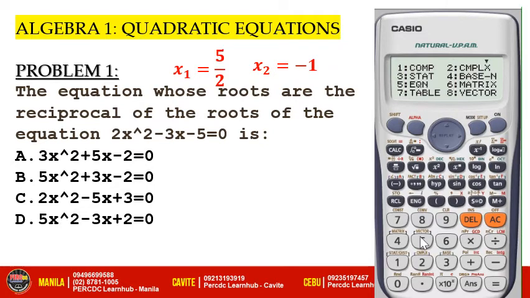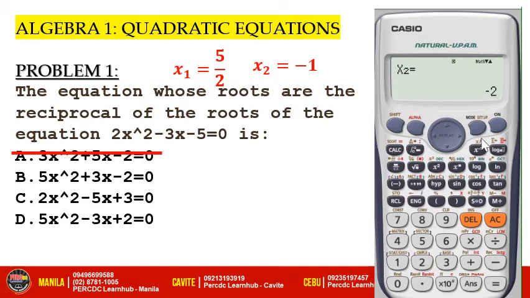So, mode 5.3 tayo ulit, and then itetest natin si letter A. Input natin yung coefficients, which is 3, and then 5, and then negative 2. Once we press equal, lalabas yung roots ng quadratic equation na to. So, we have 1/3 and negative 2. Again, hindi po siya reciprocal ng roots ng given. So, therefore, mali po si letter A. Eliminate na po natin si letter A. So, let's proceed to letter B.